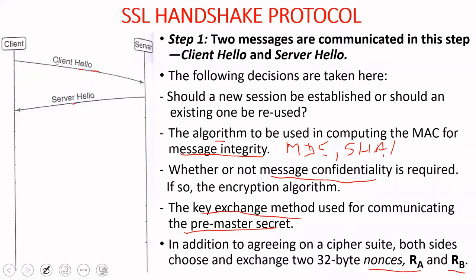Step 1 consists of 2 messages, client hello and server hello. Client hello gives the session ID. Server hello will decide on the algorithm to be used for message integrity, for message confidentiality, that is the encryption algorithm, then the key exchange method. And both the nonces are being exchanged.